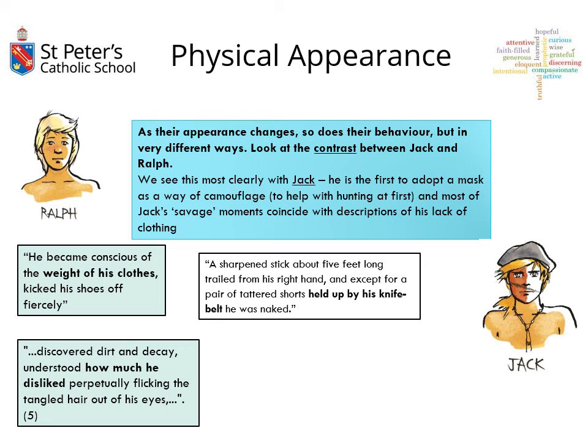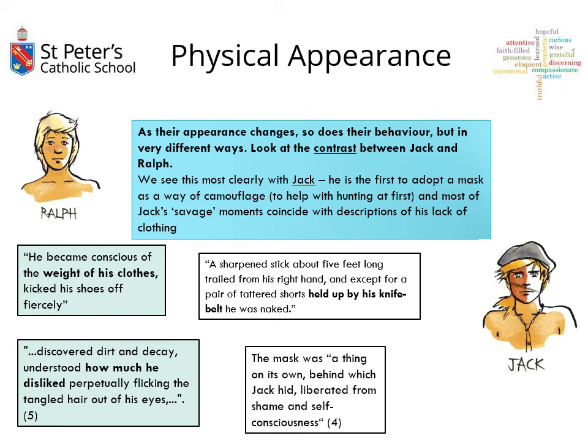He has a weapon, this sharpened stick. He has very little clothing at all. And what he does have on is tattered. And we have this knife belt, this reference to weaponry again. We also see him hide his face through clay, through soil that he finds, but we also see him create something more symbolic. We create this mask, a thing on its own behind which Jack hid, which could liberate him from previous shame and from self-consciousness of the society he left behind.